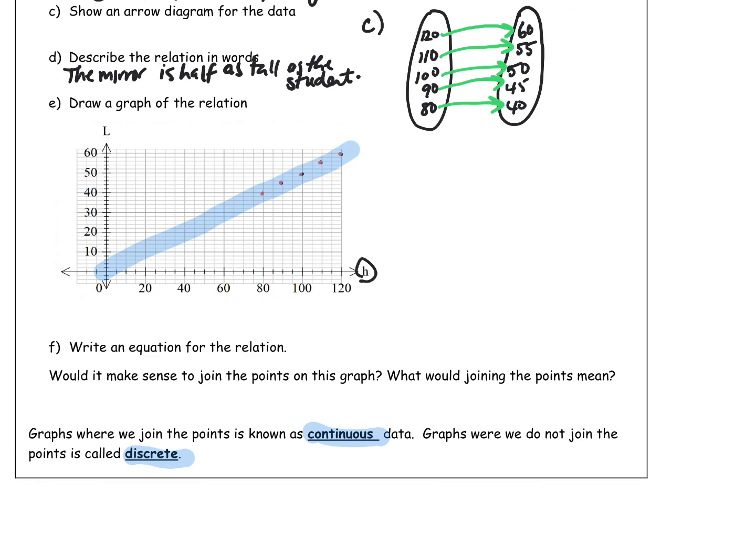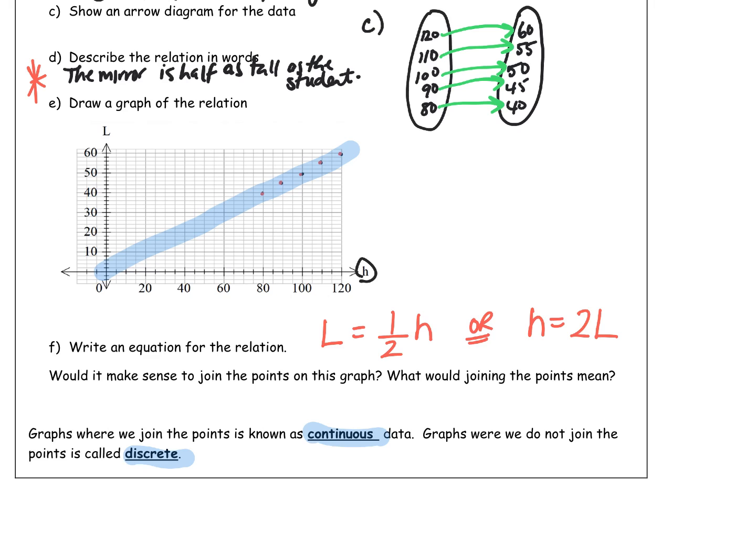Okay. Lastly, to write an equation for the relation, so we want to use the variables that were given, H and L, and I always find it's easiest to refer to the words. So it says the mirror is half as tall as the student, right? So the mirror height is represented with length. So length is half of the height of the student. Okay. You could also, if you used words the opposite way, you could say that the height of the student is twice the length of the mirror. So you could also have it like that.